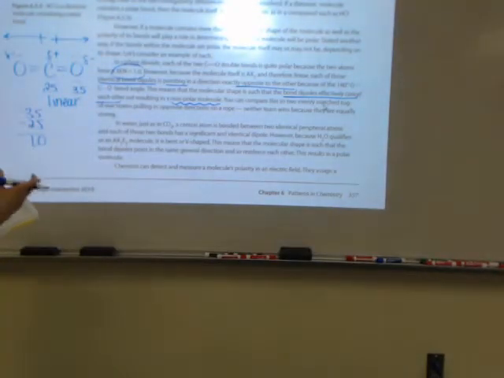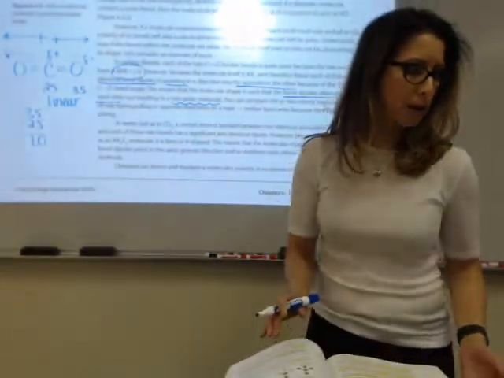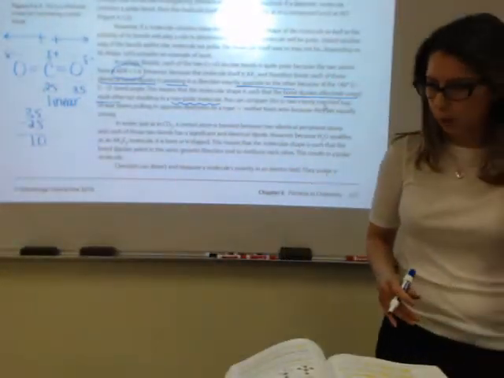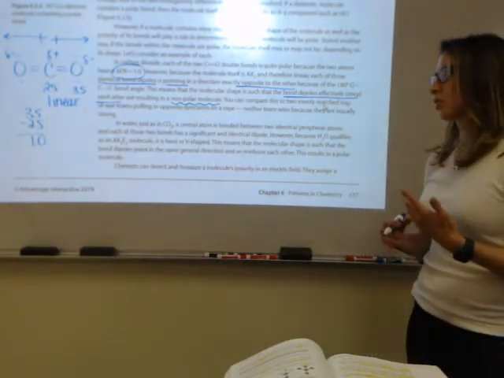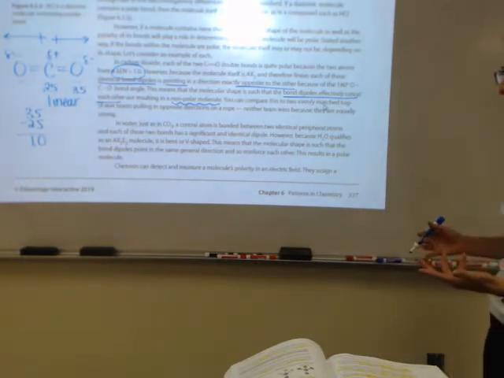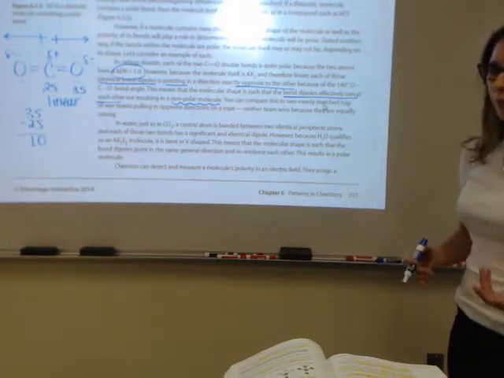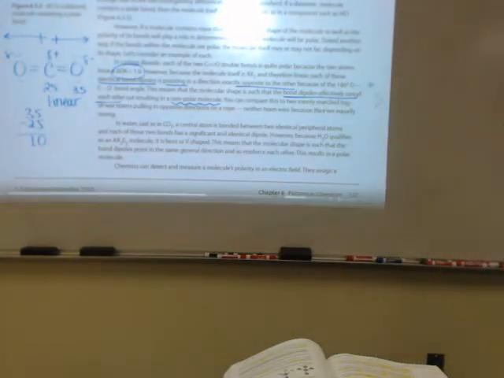So the first thing that you have to do to figure out if you have a polar molecule is determine if you have a polar bond. If you have a polar bond present, then you would look at the shape: is it a symmetrical shape where those bond dipoles can cancel? And if they can, then you would have a nonpolar molecule. And if they don't, then you would have a polar molecule.